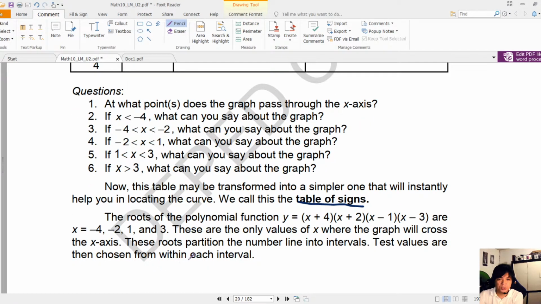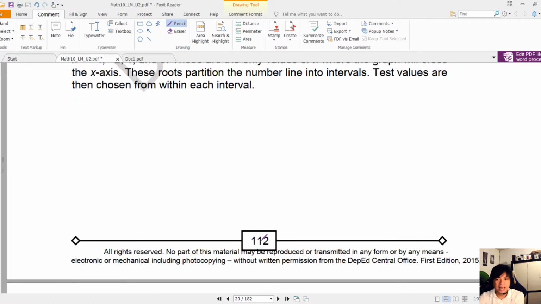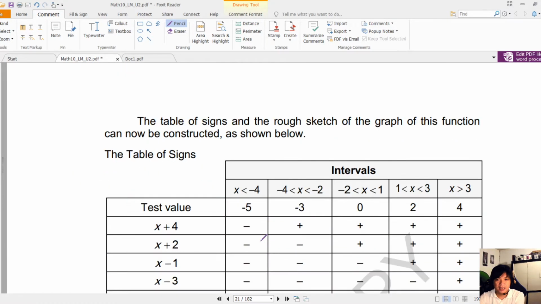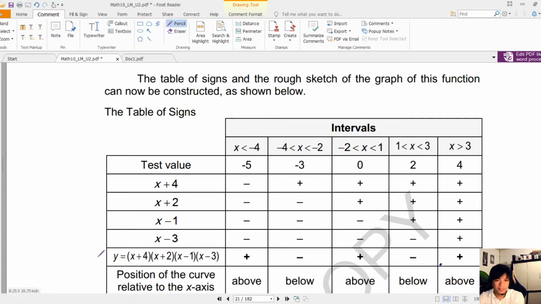These roots partition the number line into intervals. Test values are then chosen from within each interval. So, tingnan natin using the table of signs. The table of signs in the rough sketch of the graph of this function can be now constructed as shown below. So, ito yung given. Ito yung given. So, ito yung kanyang table of signs.